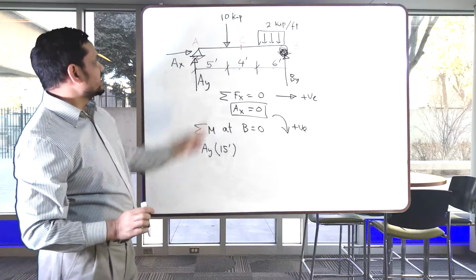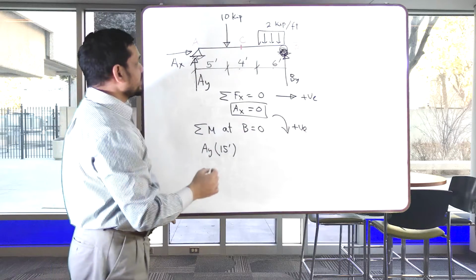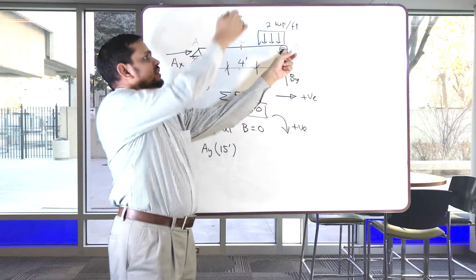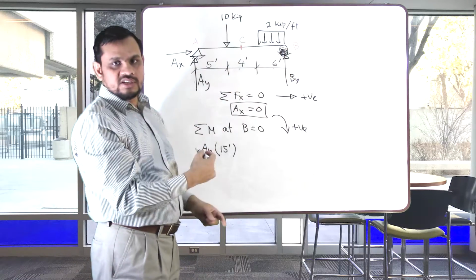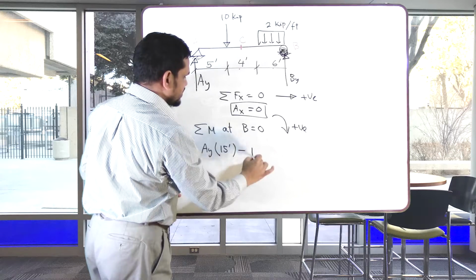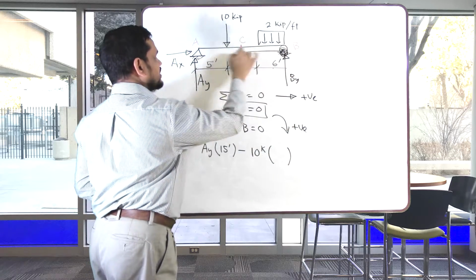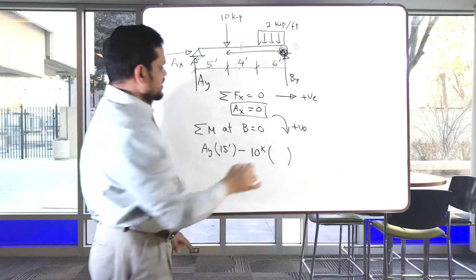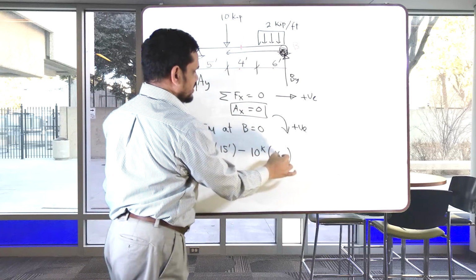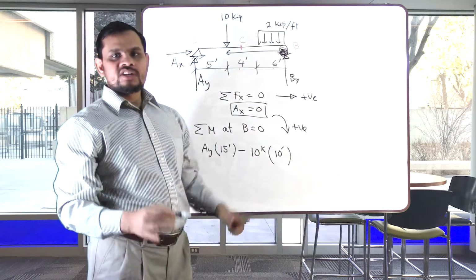Done. Next force is this one, 10 kip. Now about this point, this load is going counterclockwise. That means it is negative. So 10 kip. What is the distance here to here? It is 10, 6 plus 4, 10 feet. What is my third force?